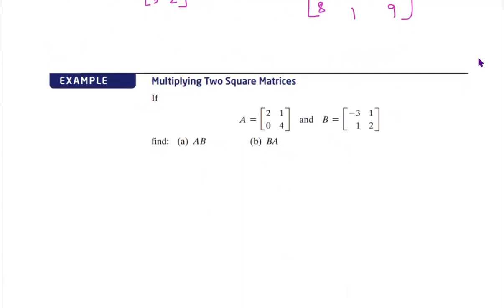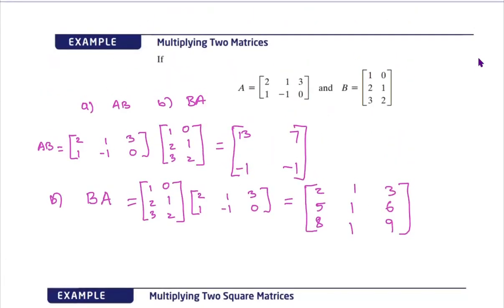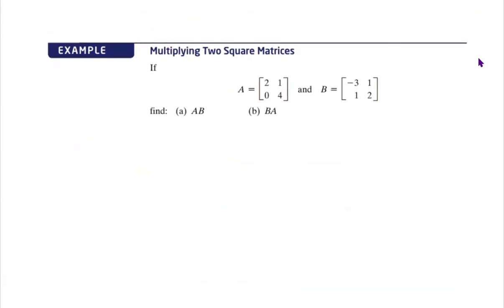So now let's talk about square matrices. Square matrices are matrices that have the same number of rows and columns. If two matrices have the same dimensions, the product of both exists, and it will give you the same dimension. In this case, we have A equals 2, 1, 0, 4, and that's how you read it.